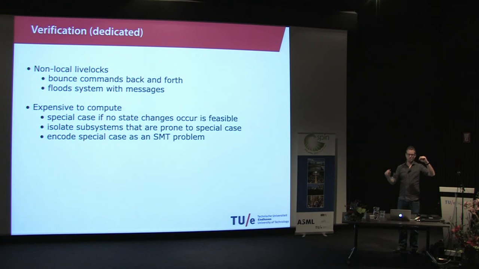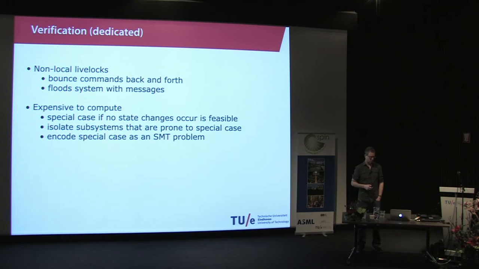In general, such non-local livelocks are very difficult and expensive to compute. Essentially, in the worst case, you need to traverse the entire state space to find out whether this is possible. But there were some special cases for which it turned out to be feasible to analyze this. So we analyzed certain subsystems that are prone to these types of errors, consisting essentially of states that you could detect statically would not change state given a particular action. And then, again using SMT technology, you would search for violations of non-local livelocks in this particular case.